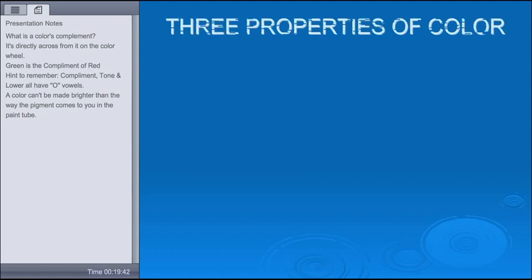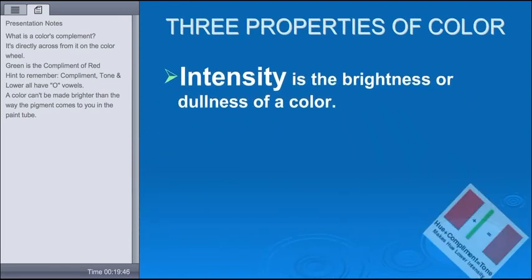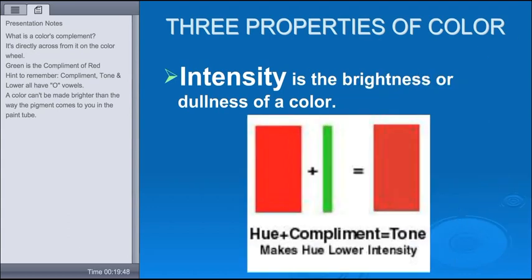The next property is intensity. And it says intensity is the brightness or the dullness of a color. Hue plus complement equals tone.